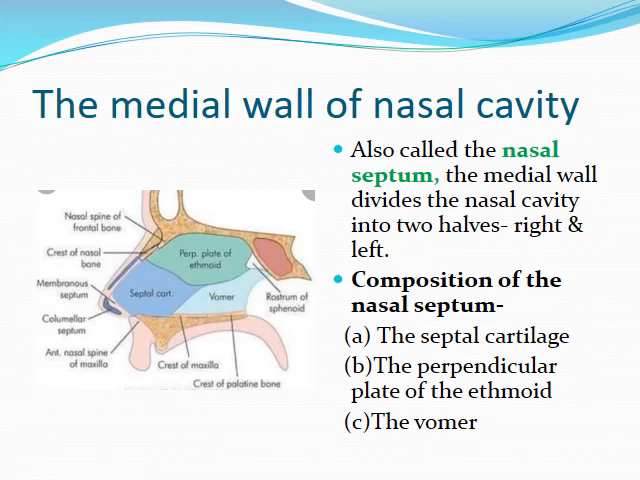The nasal septum is made up of, as you can see in the diagram, the upper part formed by the perpendicular plate of ethmoid, and the anterior part formed by the septal cartilage, which is also known as the quadrangular cartilage, and the lower part of the nasal septum formed by the vomer. So this is the composition of the nasal septum found in the midline, dividing the nasal cavity into right and left.